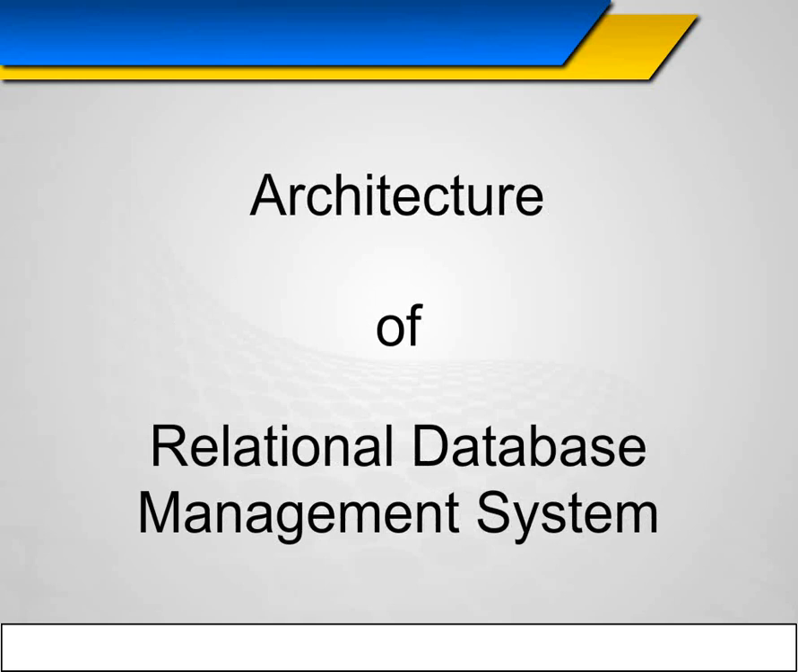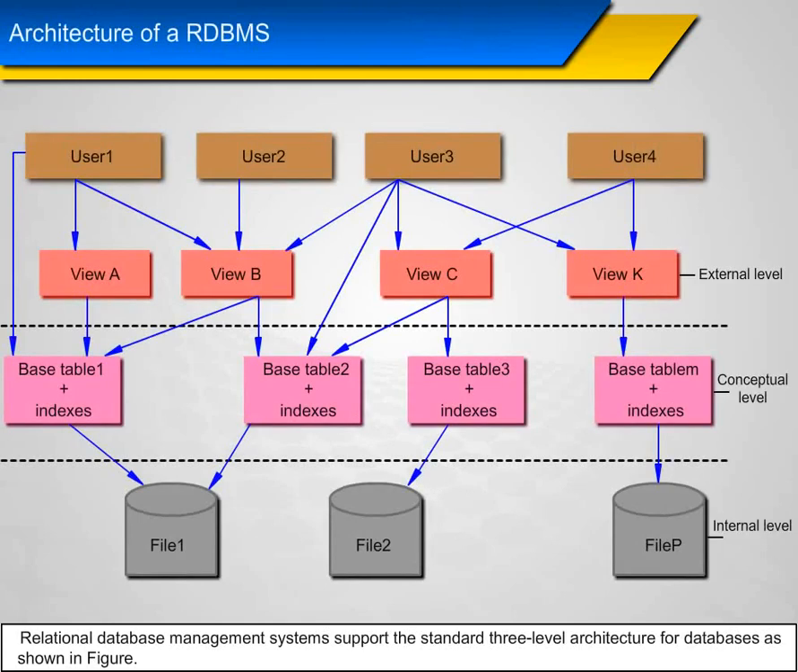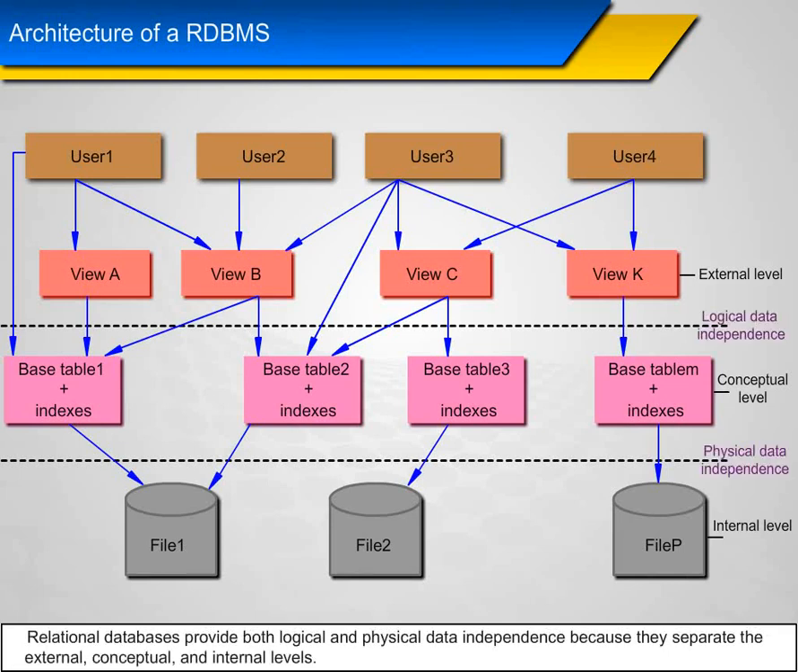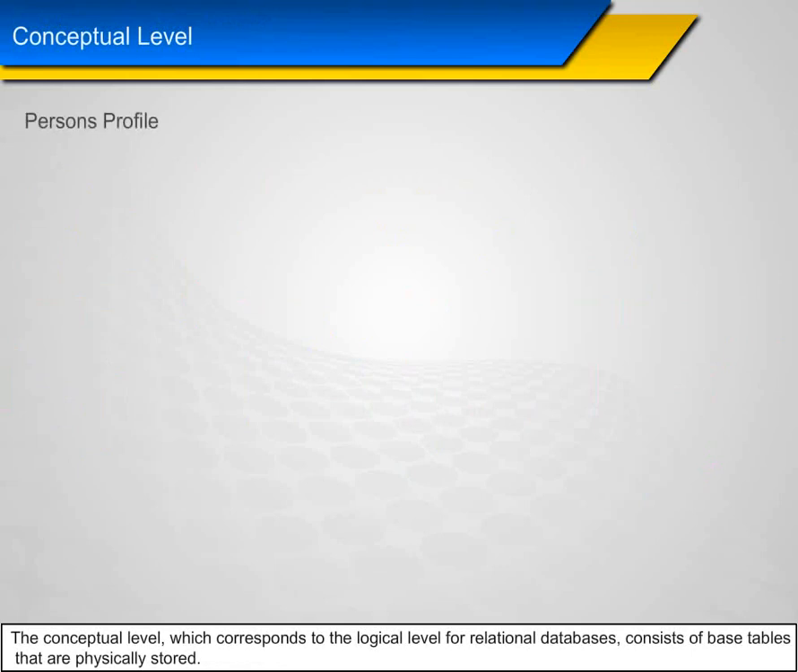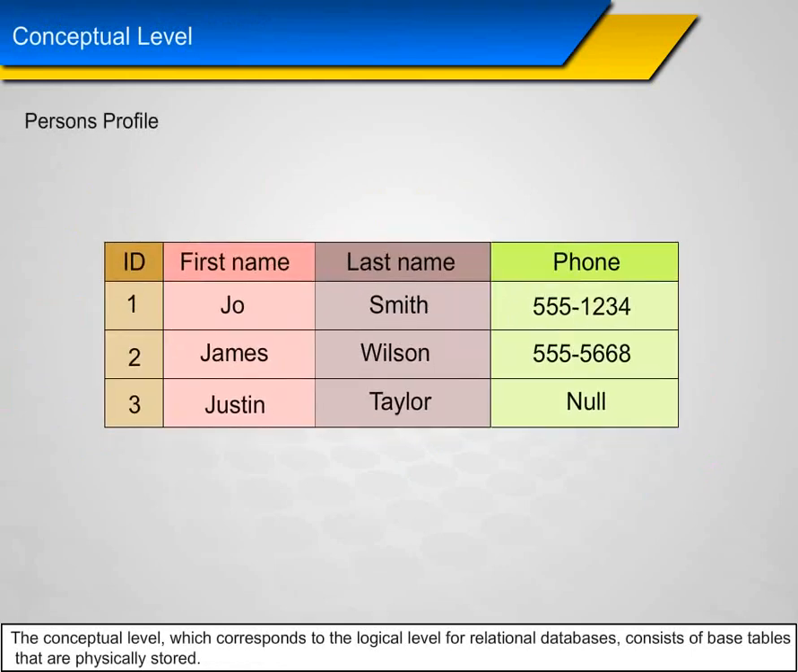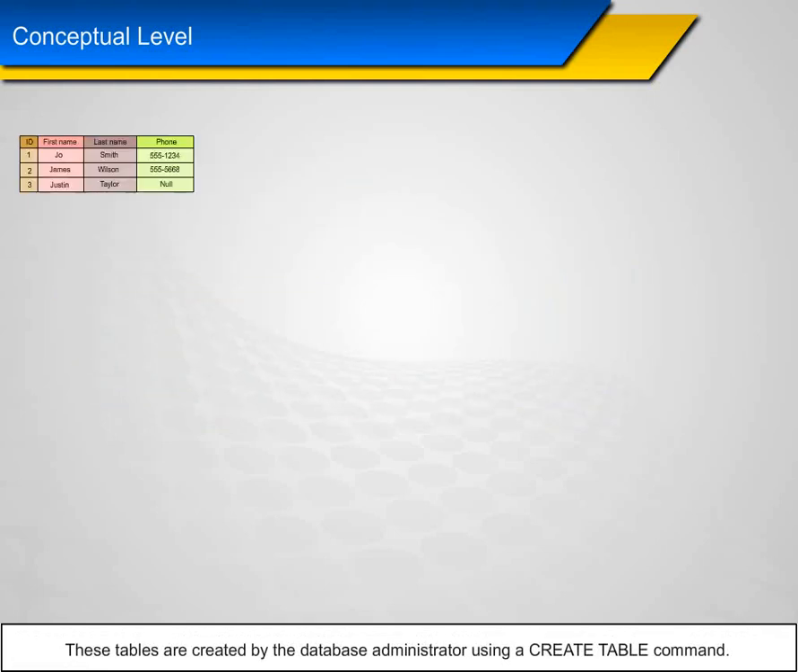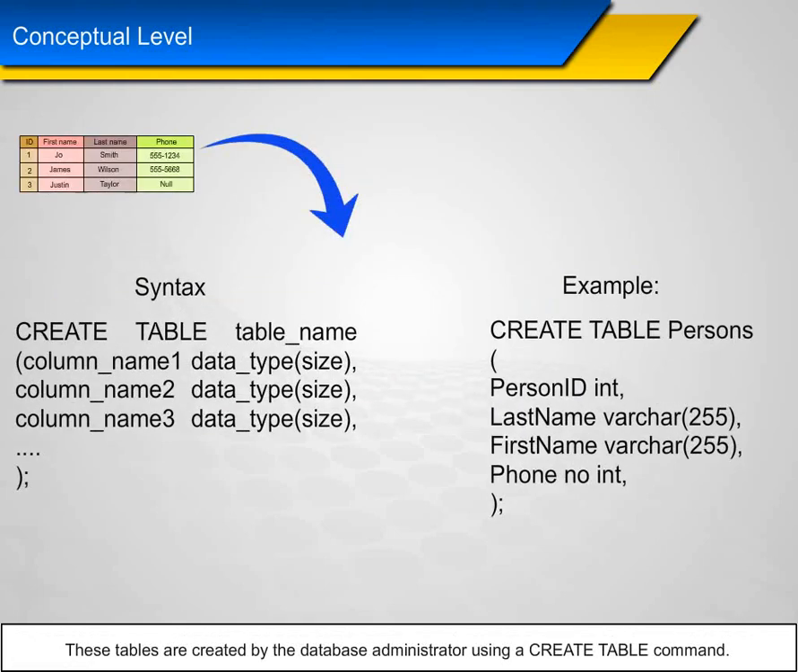Architecture of Relational Database Management System. Relational Database Management Systems support the standard 3-level architecture for databases as shown in figure. Relational databases provide both logical and physical data independence because they separate the external, conceptual and internal levels. Conceptual level. The conceptual level, which corresponds to the logical level for relational databases, consists of base tables that are physically stored. These tables are created by the database administrator using a create table command.